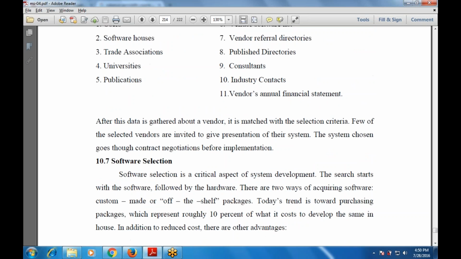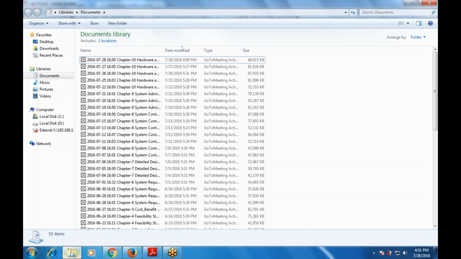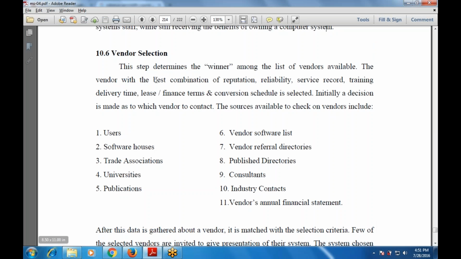The next one is vendor selection. This step determines a winner among the list of available vendors. For example, if there are 10 vendors available, who is the winner? Who is going to take charge of the ownership? Who is the vendor? The vendor with the best combination of reputation, reliability, a trustworthy service record on paper, training, delivery time, lease finance terms, and conversion schedule is selected. So that is vendor selection.